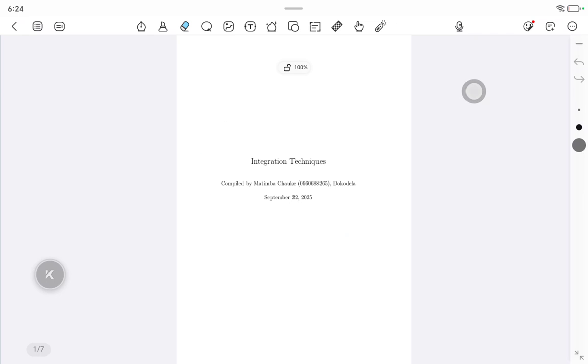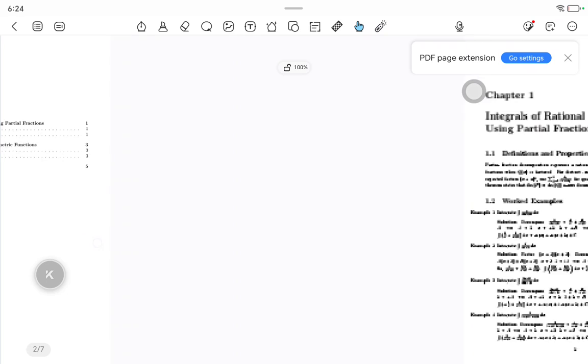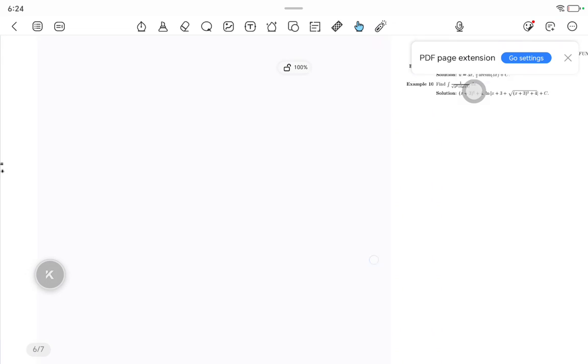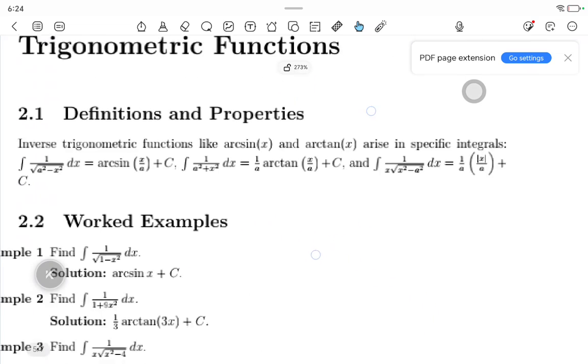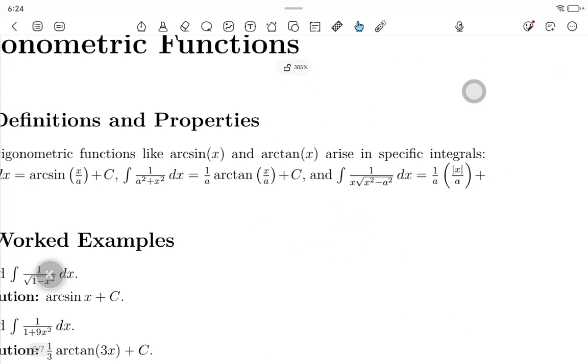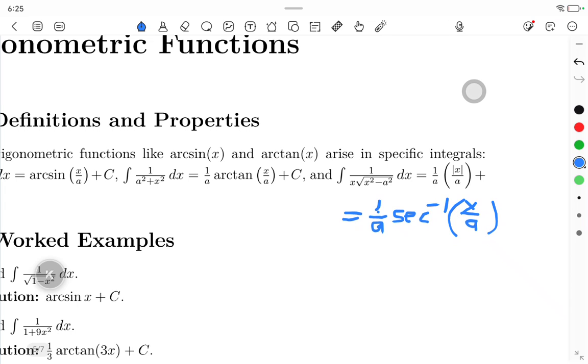So from here, let's check. I want us to take this into detail. We're going to take these two. Everything that we'll be solving, we'll be looking at this. Remember, I said that this one of the arcsin. Remember, this can also be written as 1 over a arcsec x over a. Right? This can also be written like this.